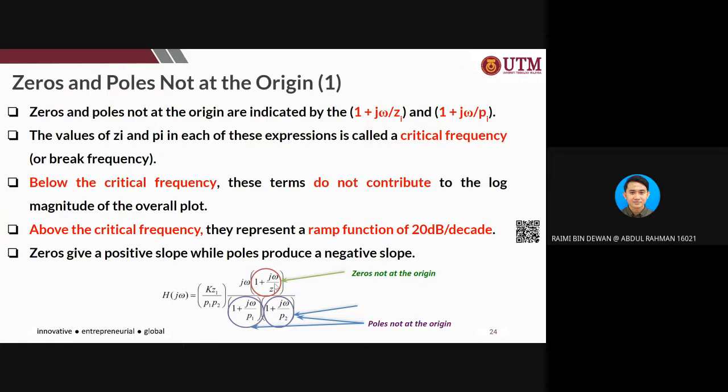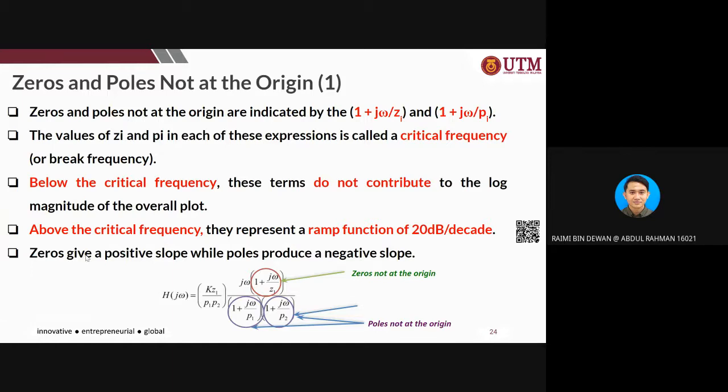For example, if this is 10, you need to consider the values above the critical frequency, which is 11 or 100, for example, but not below, for example 5. We only consider the values above the critical frequency, and then we represent it as a ramp function of 20 dB per decade. You know what a ramp is, right? A ramp is just like a straight line with a constant gradient, for example 20 dB or negative 20 dB per decade.